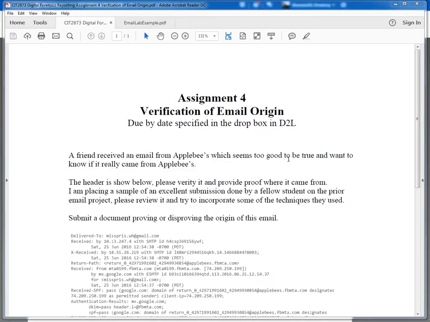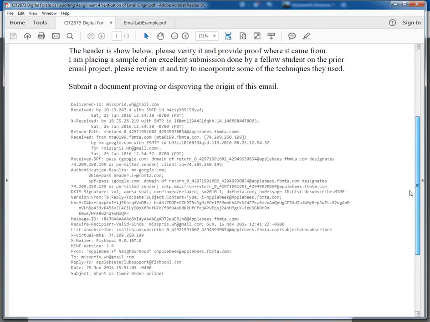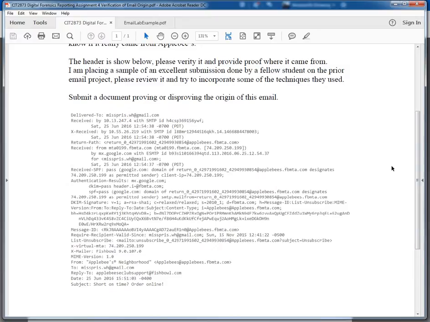And wants to know if it really came from Applebee's. The header shown below, please verify it and provide proof where it came from. I'm placing the sample of an excellent submission done for a fellow student in a prior project. Please review it and incorporate some of the techniques. All right, I'm giving you the header down here. What I want is a document proving this came from Applebee's.